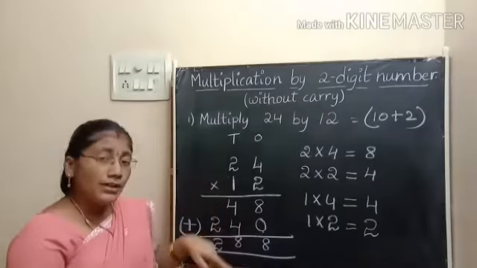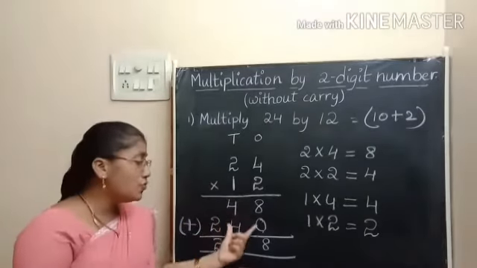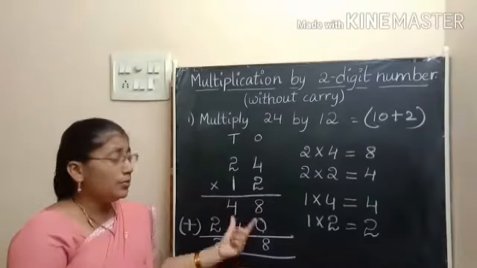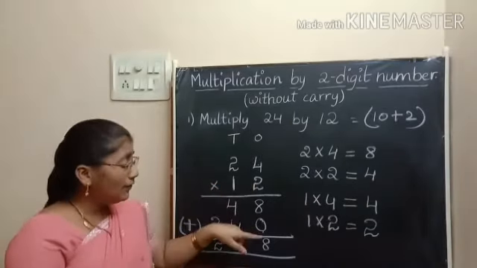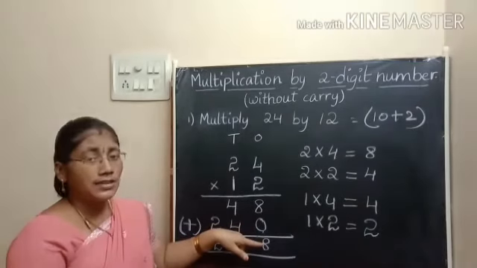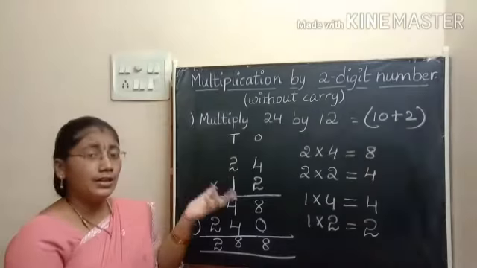To get the final result, we should add these two lines. These two are the results, because of these two digits. If you have another digit here, we will get one more line as a result. Then we have to add 3 lines to get the final result.